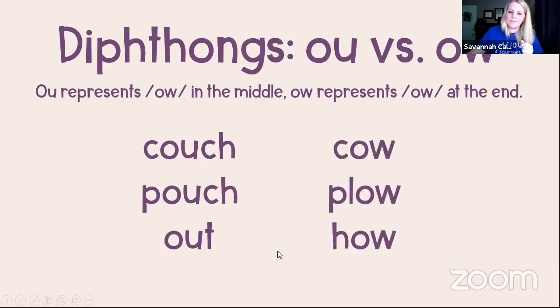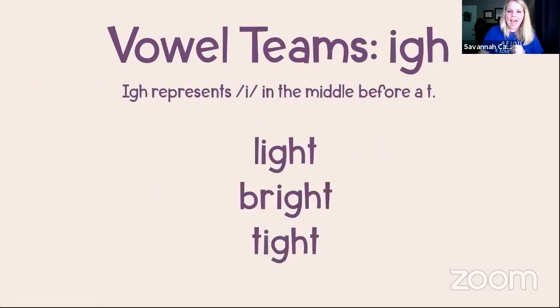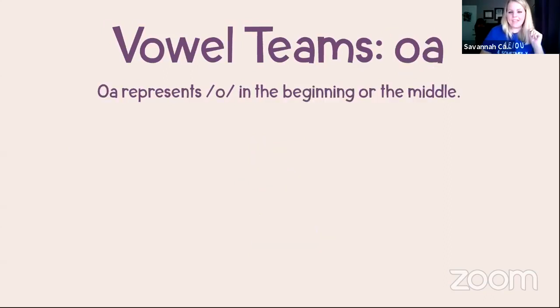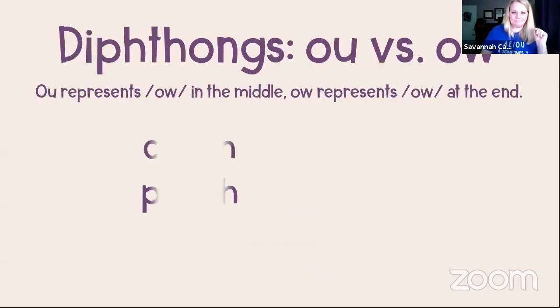So that's why we have things like cow, plow, and how, because OW represents the ow at the end. And this happens to be a place where W would represent a vowel. And fun fact, I asked the person who trained me in Orton Gillingham, and she said, technically, you can consider G and H a vowel or a semi-vowel in the IGHs.